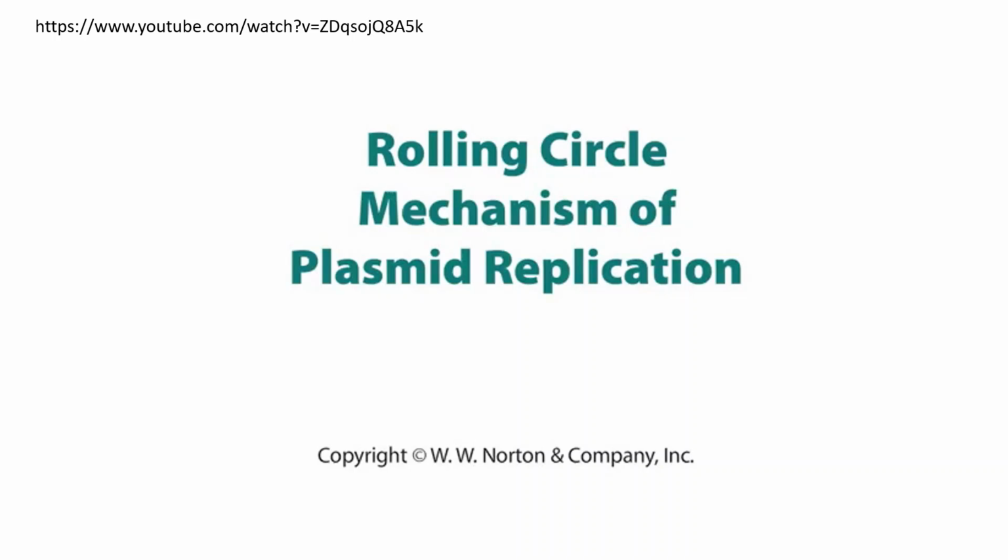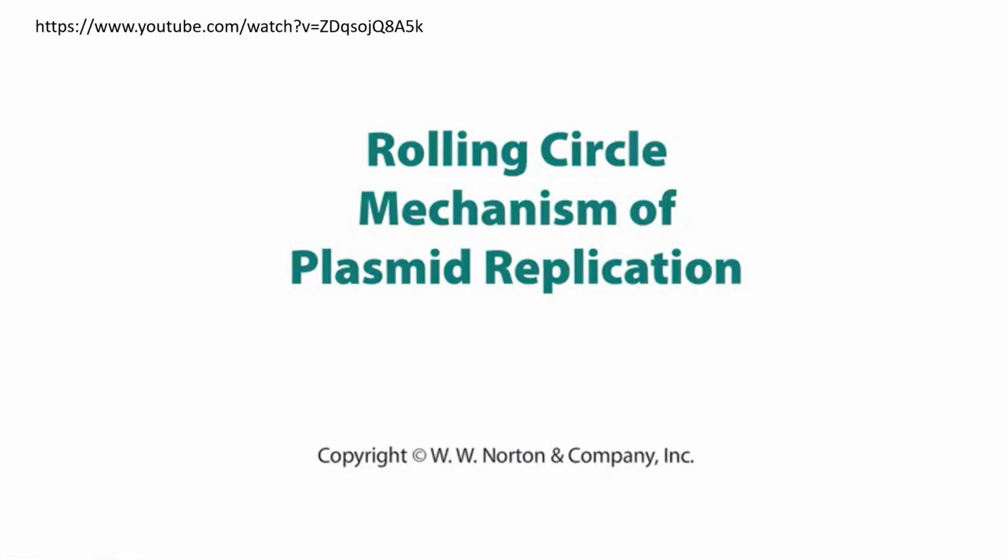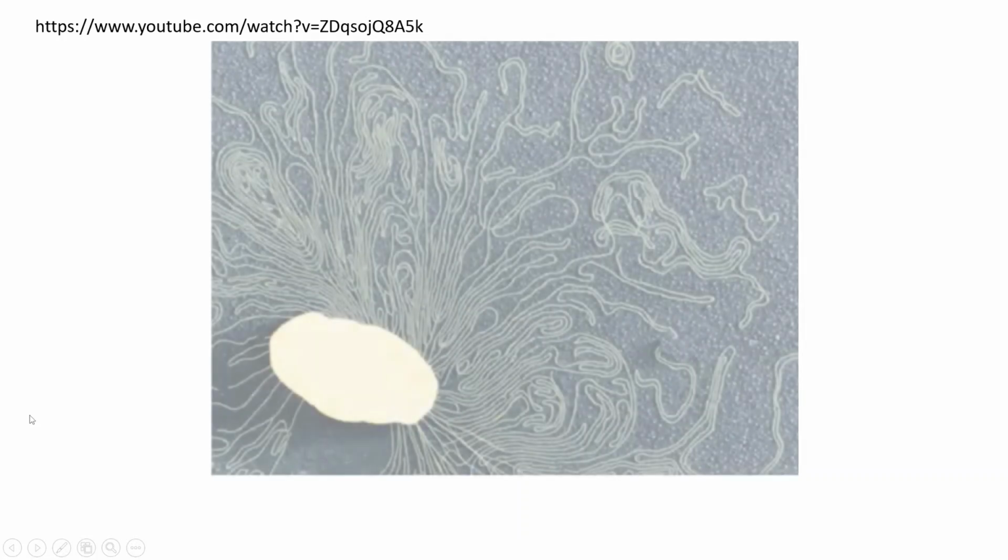So how are they replicated, right? Is it the same as the circular, covalently closed circular DNA of the genome, or is there something slightly different? There's this rolling circle mechanism of plasmid replication that was discovered, and there's this short video on that I thought I would show you guys that really nicely visualizes how it happens. So let's take a look at it together. Let me know if you can't hear it.